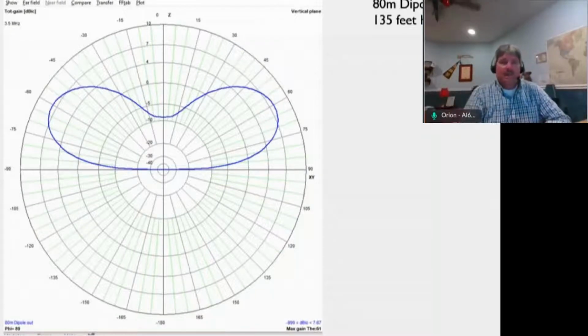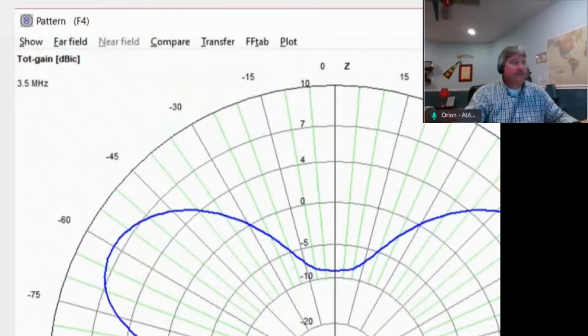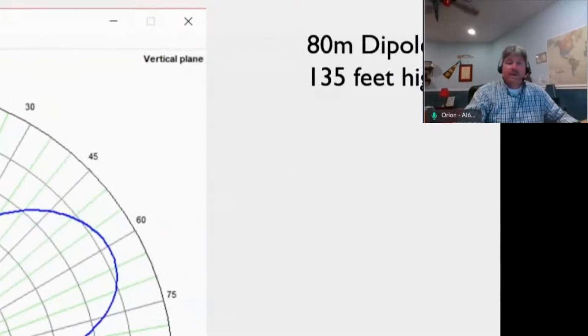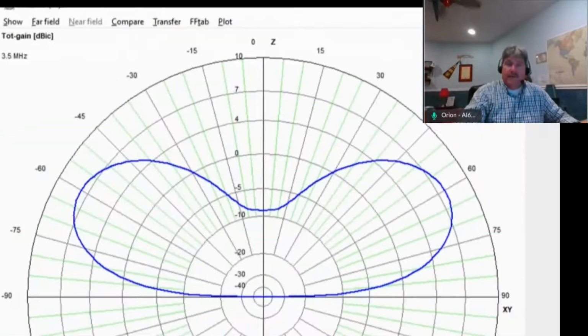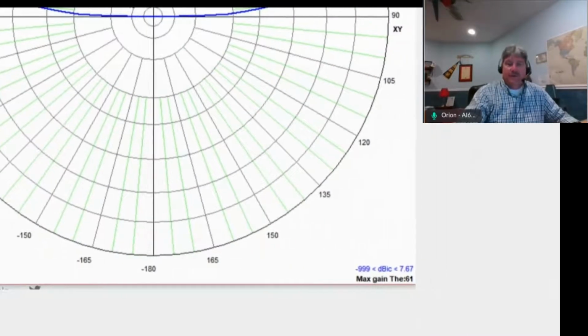This is a radiation pattern. There are a couple of key things that are nice to know about it. First of all, up in the left-hand corner you'll see it says 3.5 megahertz. You're looking in the vertical plane, so if you take your radiation pattern and slice it up and down, this is what the pattern is going to look like. It also tells you, down in the lower right-hand corner, what your maximum gain is.